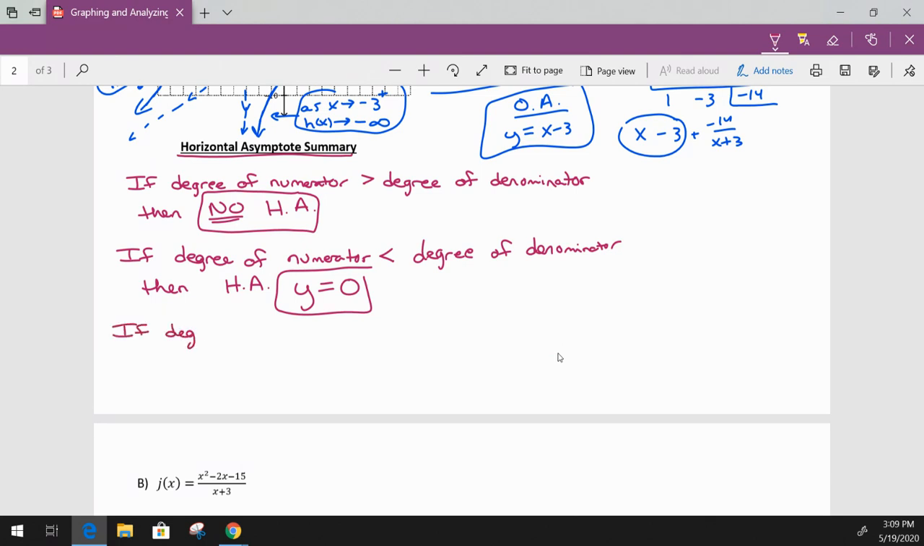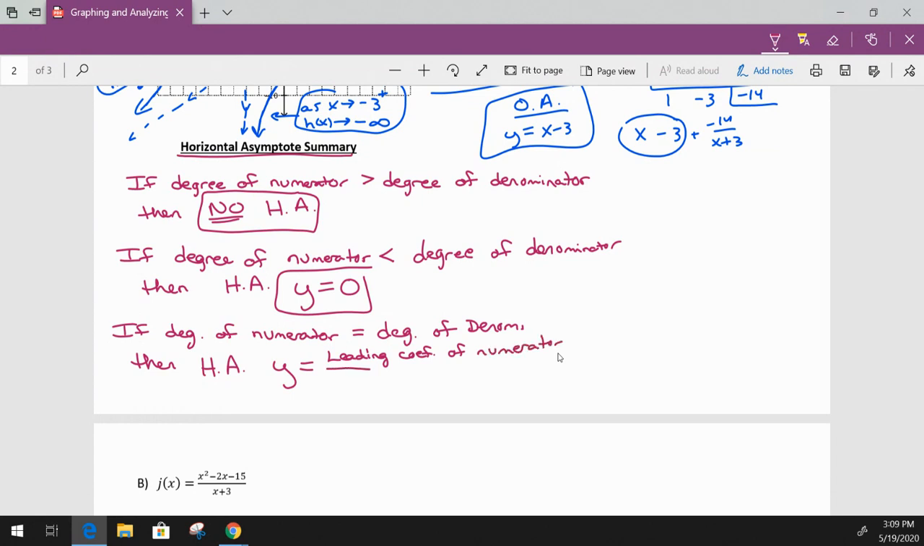If the degree of the numerator equals the degree of the denominator, then your horizontal asymptote is going to be the equation y equals the leading coefficient of the numerator over the leading coefficient of the denominator.